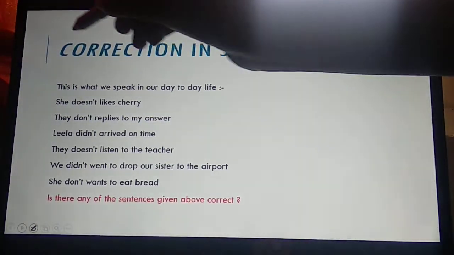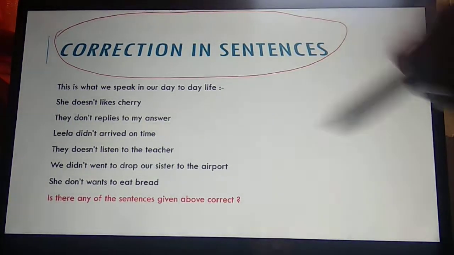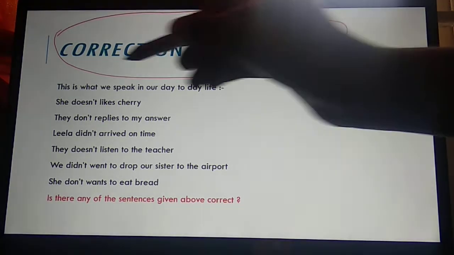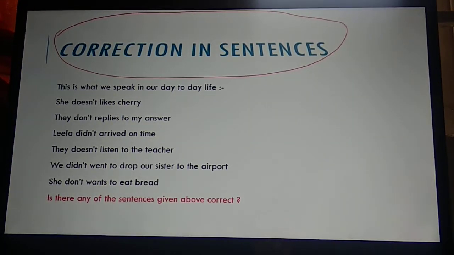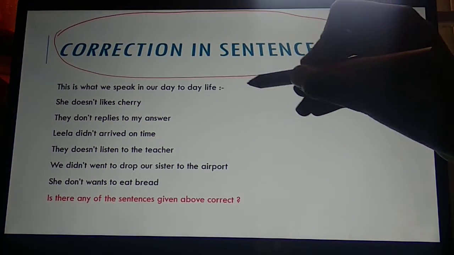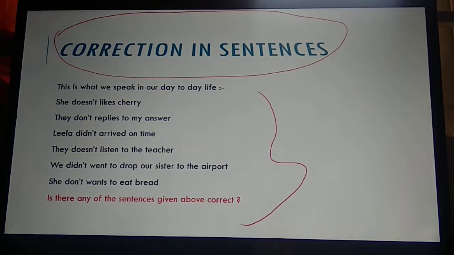So before I begin, you need to tell me whether the following sentences are correct or not. These are the sentences we write and speak in our day-to-day life. She does not like cherry. I'm really sorry, she doesn't like cherry. They don't replies to my answer. Leela didn't arrive on time. They doesn't listen to the teacher. We didn't went to drop our sister to the airport. She don't wants to eat bread. So is any of the sentences given above correct?